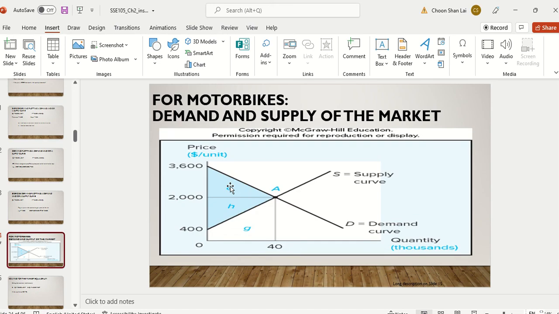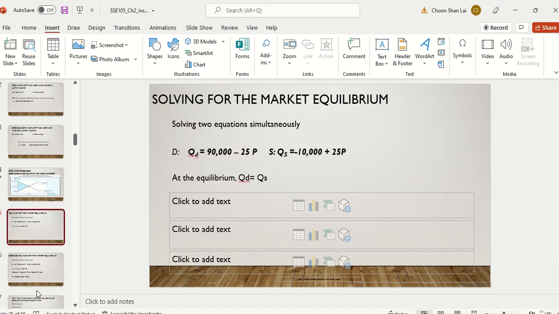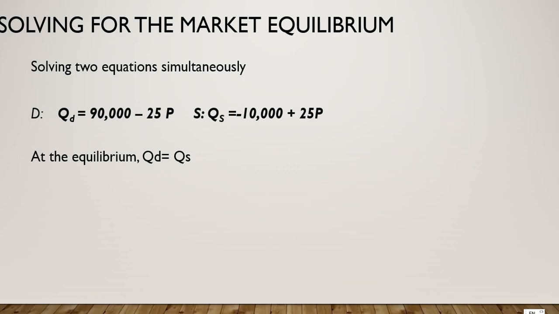So suppose we don't have these numbers. All we have is the demand and the supply equation. How do we get the equilibrium price and the equilibrium quantity? We know that at the equilibrium, quantity demanded is equal to quantity supplied. So what that means is we set these two equations equal, and we solve them simultaneously.